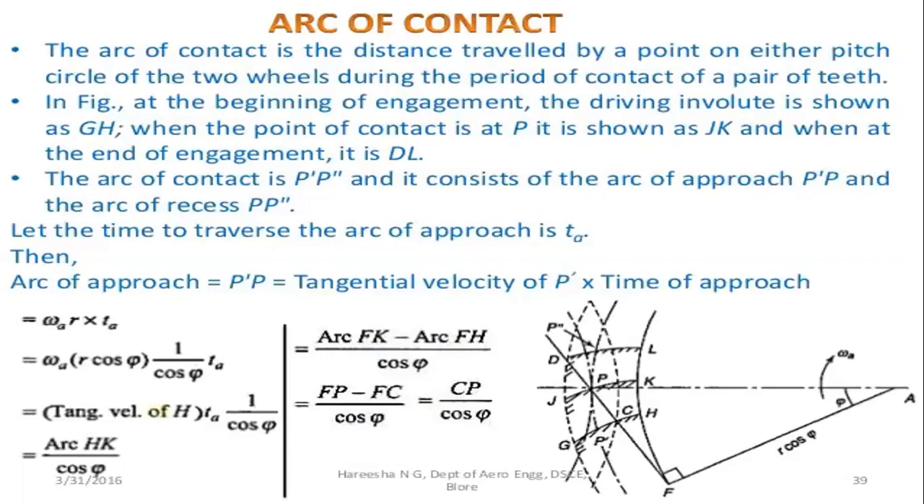And when you are going to take the arc of contact, it is P dash, P double dash. So this is the P dash condition and this is the P double dash condition. So we are going to take the two conditions.